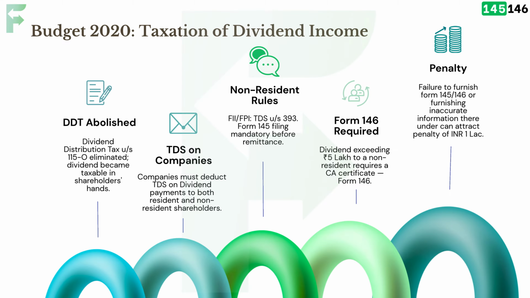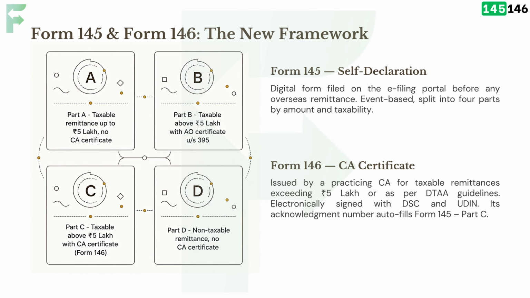Let's now understand how these two forms work together in the compliance process. Form 145 is a self-declaration that must be filed on the income tax portal before making an overseas remittance. Depending on the nature of the transaction, Form 145 is divided into 4 parts.